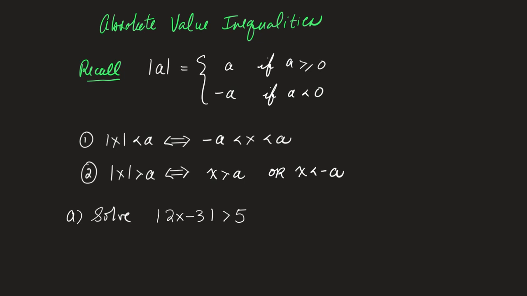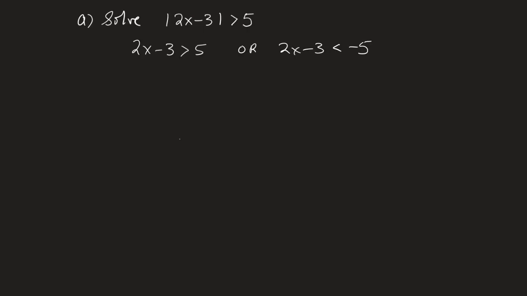The first inequality that I'm going to solve is this one. So I have the absolute value of 2x minus 3 is greater than 5. Now, it would be good to apply this. So this tells us that the absolute value of 2x minus 3 is greater than 5 if and only if 2x minus 3 is greater than 5 or 2x minus 3 is less than minus 5. So now I'm going to solve both of those inequalities.